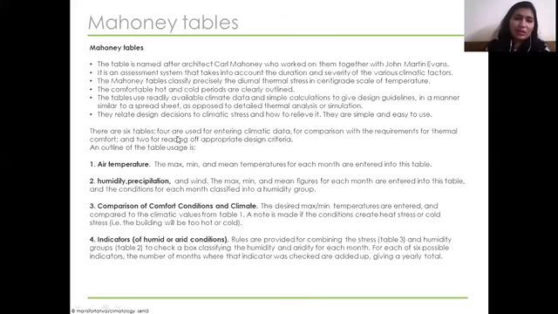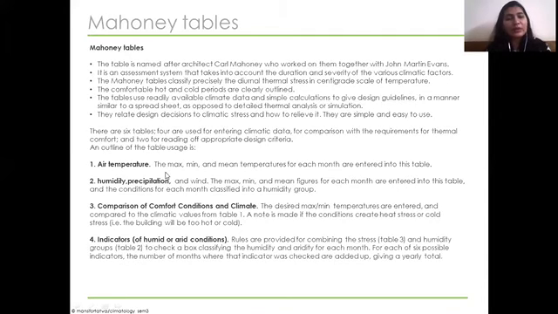These are 6 tables. 4 are used for entering climatic data and for comparison with the requirements of thermal comfort. And the remaining 2 tables are for reading off appropriate design criteria. Okay. So the last 2 tables are for design criteria. An outline of the table usage: air temperature, maximum, minimum or average temperature for each month are entered into this table. You can refer to my previous presentation on data collection, in which Mahoney's tables and how you are going to plot them are explained in detail.